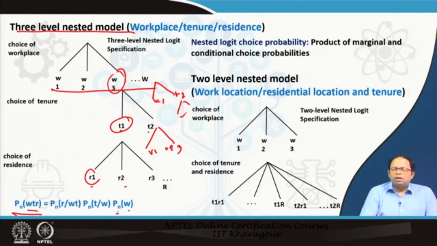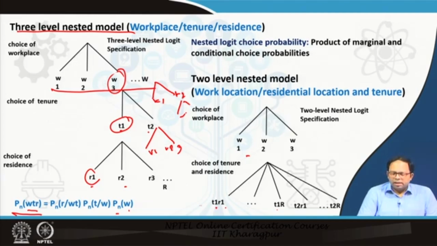Similarly, we can have a two-level nested model where we can have work location choice as the first nest, and in the other we can have a model where we jointly establish the joint model between tenure and residential choice. So, T1 R1, T1 R, and then T2 R1 to T2 R. In this way, all the combinations are considered, and this becomes my different options of residences and tenure choices, and this is a subnest for each of my work choices.